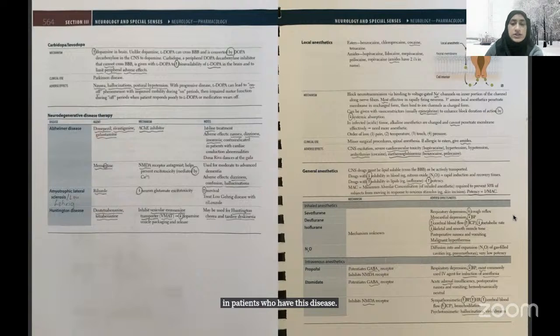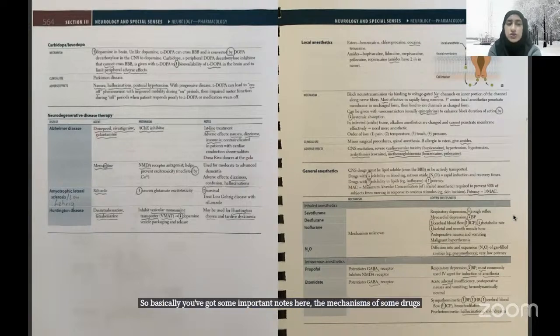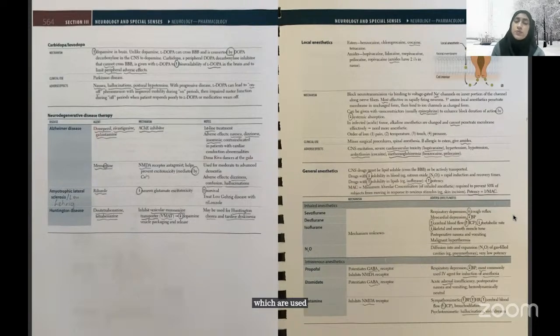Now, moving towards the last disease, which is Huntington's disease. We've got two drugs here: tetrabenazine and deutetrabenazine. They inhibit VMAT, which basically decreases dopamine vesicle packaging and release. They can also be used in Huntington's chorea and tardive dyskinesia. So basically, you've got some important notes here, the mechanisms of some drugs which are used in these important diseases.